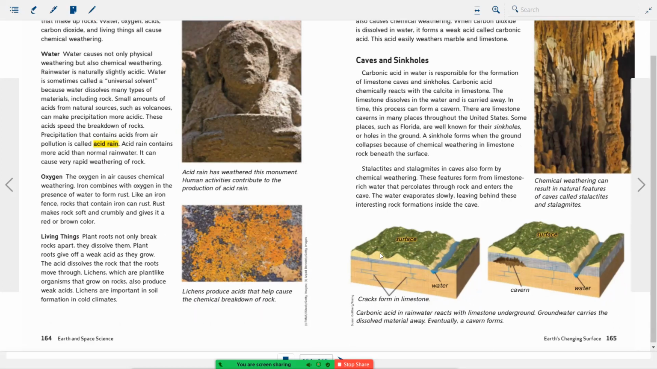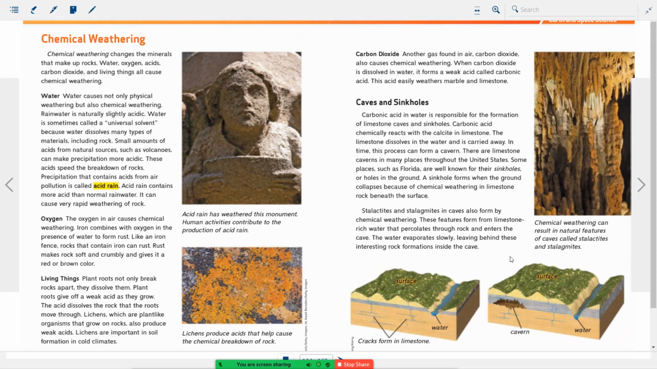Cracks form in limestone. So here's the surface and here's the water, and you see these cracks that are forming in the limestone. Carbonic acid in rainwater reacts with limestone underground. Groundwater carries the dissolved material away. Eventually, a cavern forms. So you can see that it slowly gets carried away, and then you end up with this cavern. It almost looks like an underground cave.